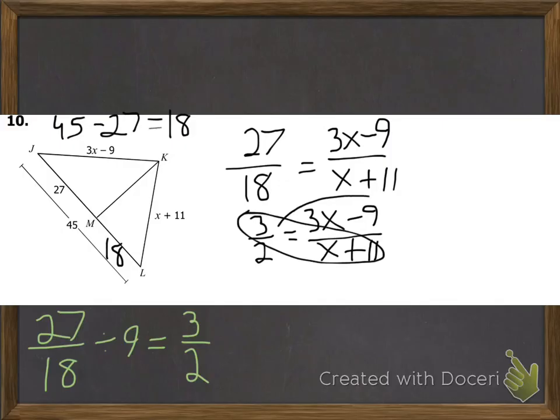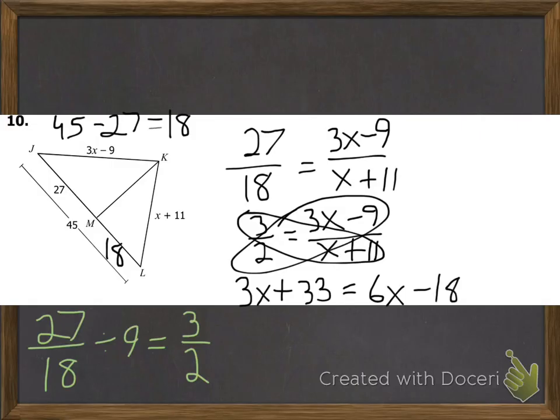Go ahead and cross multiply. And when we cross multiply, we're going to get 3x plus 33, since you would distribute the 3 to the x plus 11. And then 2 times 3x, that would be 6x, and 2 times negative 9, that's going to be negative 18.